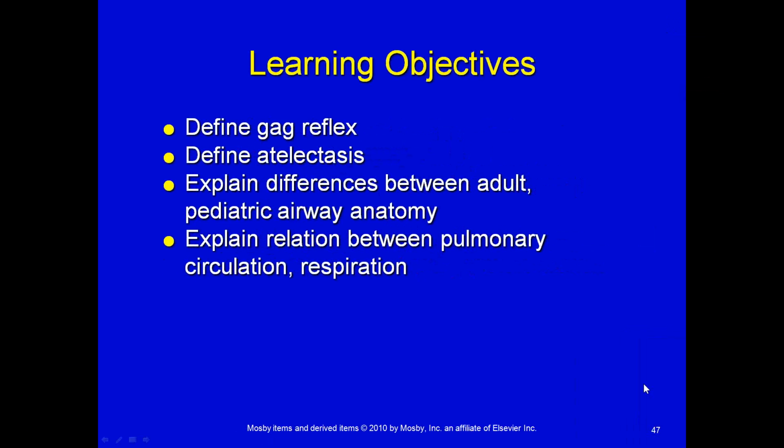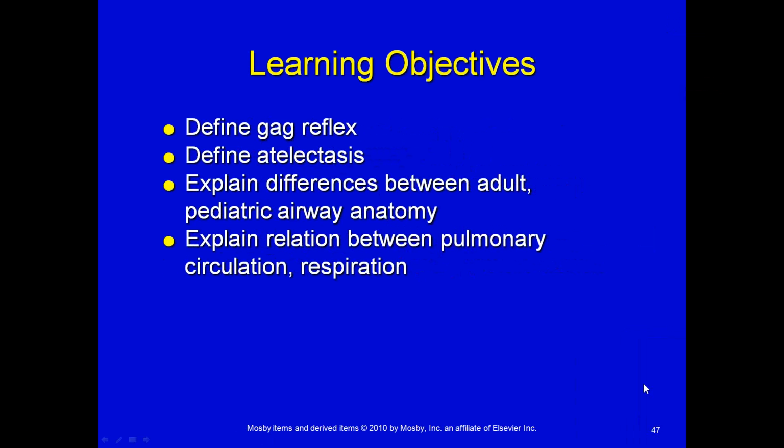You may see paradoxical motion, particularly in things like a flail segment. If somebody has 2 or more ribs broken in 2 or more places, you're going to see paradoxical movement of the chest, where one side comes up and the other side goes down. Accessory muscle use, certainly the sternocleidomastoid muscles in the neck and across the clavicle. If those are working hard, that's just a really good indicator of how severe the shortness of breath is.